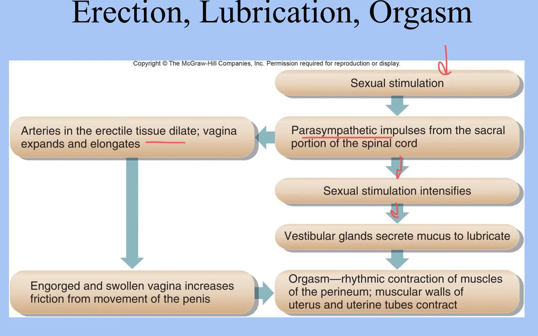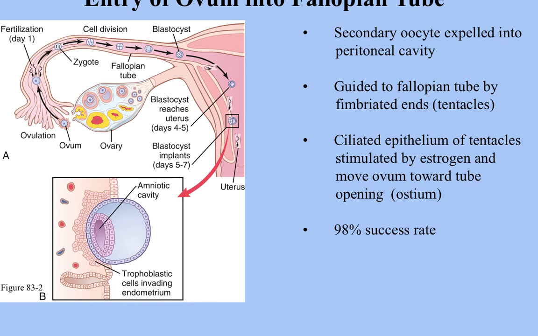And at the end, you end up with an orgasm, which by scientific definition is the rhythmic contraction of muscles of the perineum and the muscular walls of the uterus and uterine tubes. And the thought behind the female orgasm is to help convey the sperm and the semen up into the female reproductive tract so they can fertilize the oocyte.